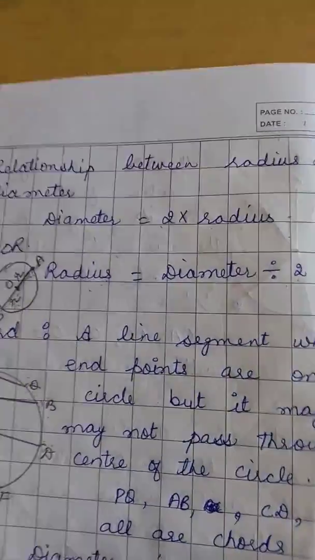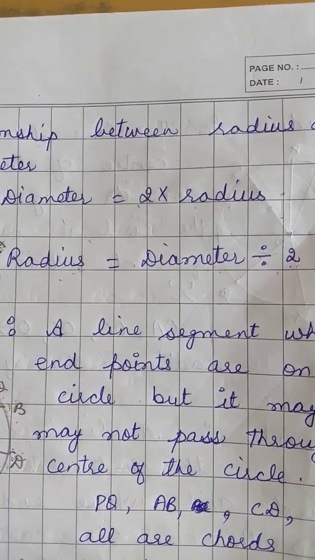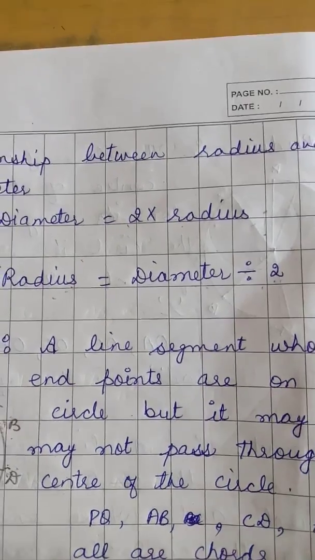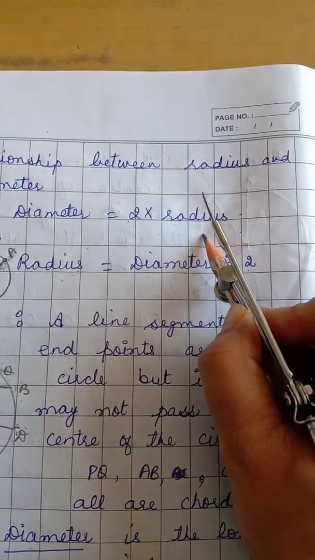Next term is, what is the relationship between radius and diameter? Diameter, as we know, is the larger line and radius is the smaller line. Diameter is double the radius. Diameter is 2 times the radius.